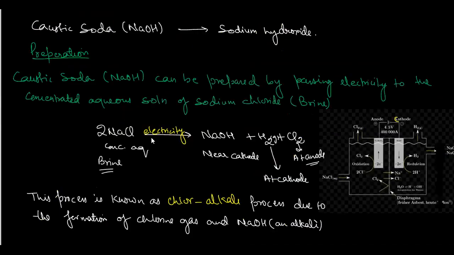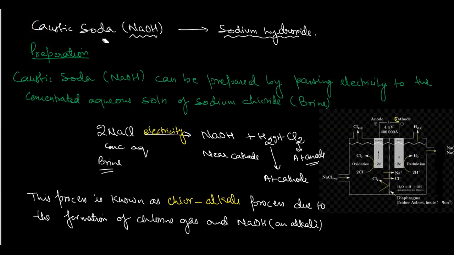In the previous class we also discussed the preparation of caustic soda. Caustic soda is NaOH, sodium hydroxide. How can we prepare it? By passing electricity through aqueous NaCl solution.